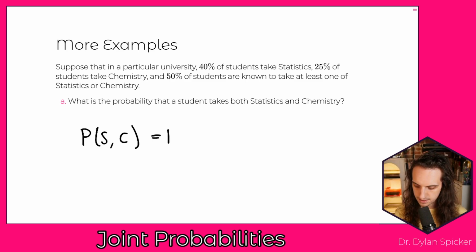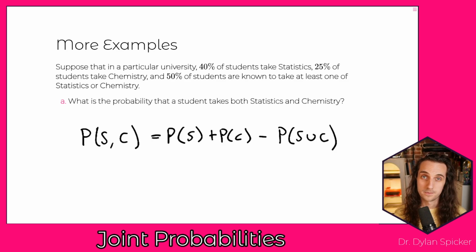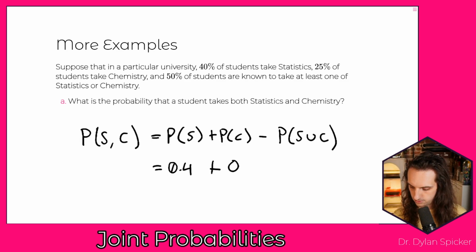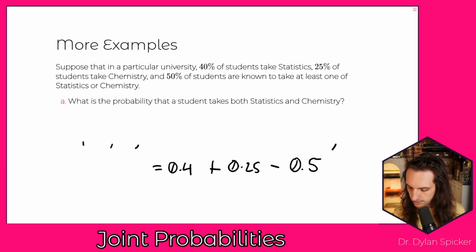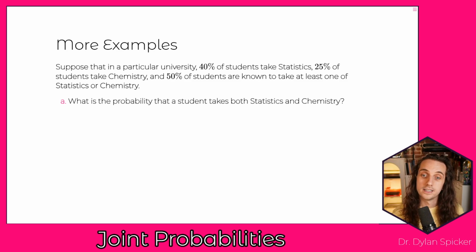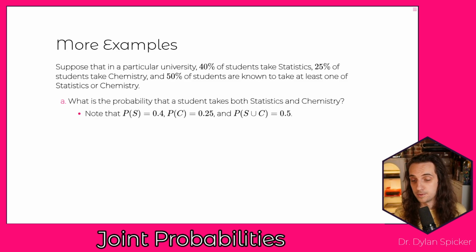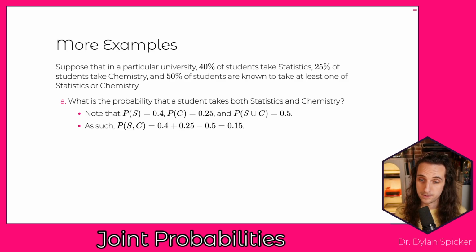And what we know is that that can be written as the probability of statistics plus the probability of chemistry minus the probability of statistics or chemistry. Right? And so this is going to be 0.4 plus 0.25 minus 0.5. That gives us our response for this first example, because we're given directly the probability of the marginals and the probability of the union. If we plug that in, we get that 15% of students are taking both statistics and chemistry.